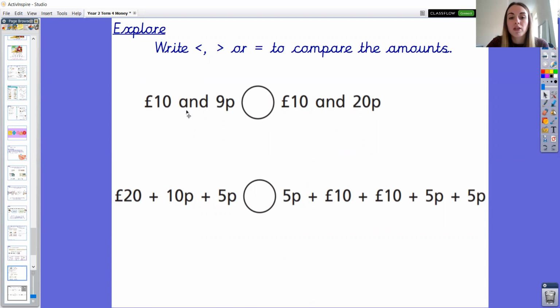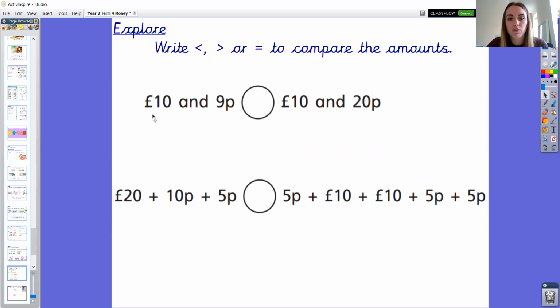Well done, Year 2. So we can recognise here that we have £10 and 9 pence compared with £10 and 20 pence. I notice that they both have £10, because I'll be looking at the pounds first of all, as they have the highest value. Similar to when we compare a 2-digit number, we compare by looking at the tens first, as of course there are 10 ones in 10.